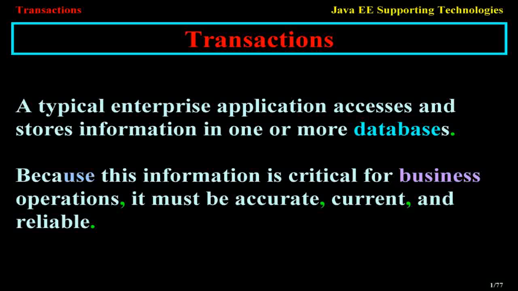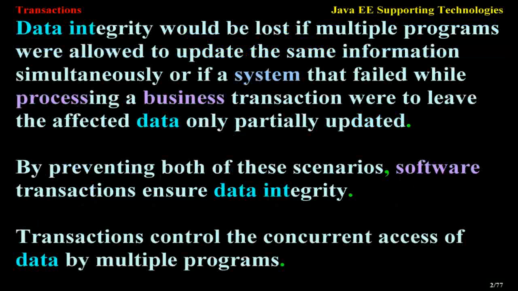Transactions. A typical enterprise application accesses and stores information in one or more databases. Because this information is critical for business operations, it must be accurate, current, and reliable. Data integrity would be lost if multiple programs were allowed to update the same information simultaneously, or if a system that failed while processing a business transaction were to leave the affected data only partially updated. By preventing both of these scenarios, software transactions ensure data integrity.